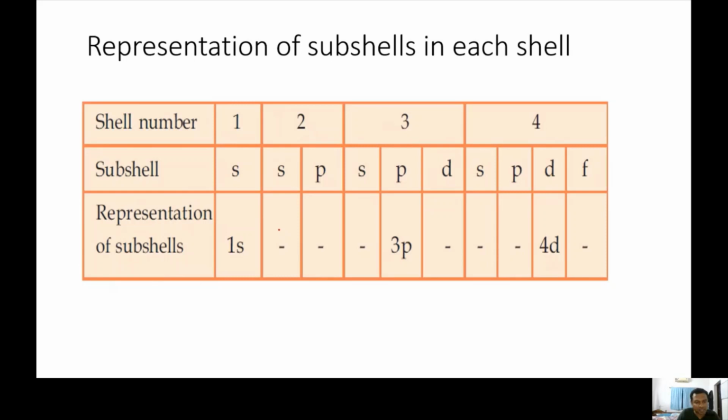The s subshell, which is present in shell number 2, we can say it is 2s. Then the p subshell in shell number 2, that is 2p. Then s in shell number 3, 3s. 3p is already there. Then 3d. Then we will go to shell number 4. The s subshell present there is represented by 4s. Then p by 4p. 4d is already filled, and 4f. Hope it is clear now how to represent subshells in each shell.